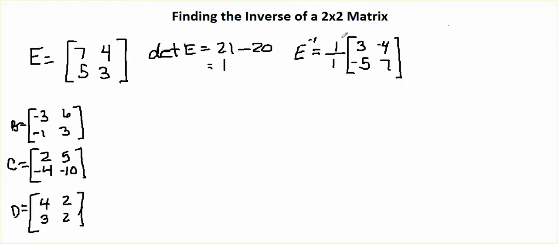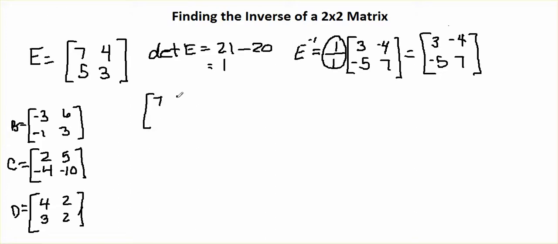Then we multiply the matrix by the scalar here, which is really only a positive 1. So the values in our matrix do not change, and our inverse matrix, the inverse of matrix E, is 3, negative 4, negative 5, 7. So let's go ahead and find the same inverse, but using our second method. The first thing we would do is set up our matrix and append to it the identity matrix.